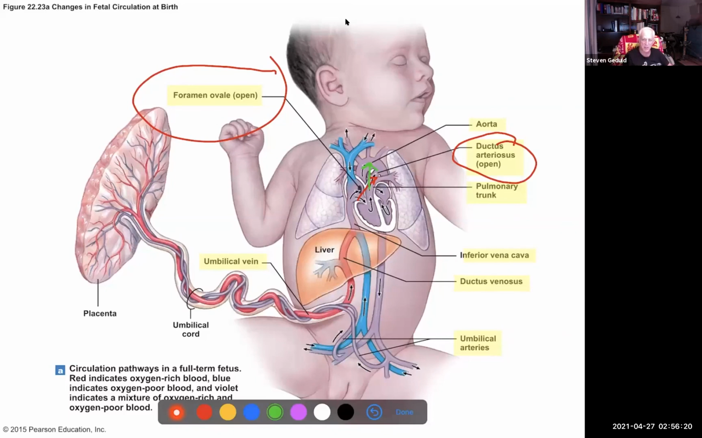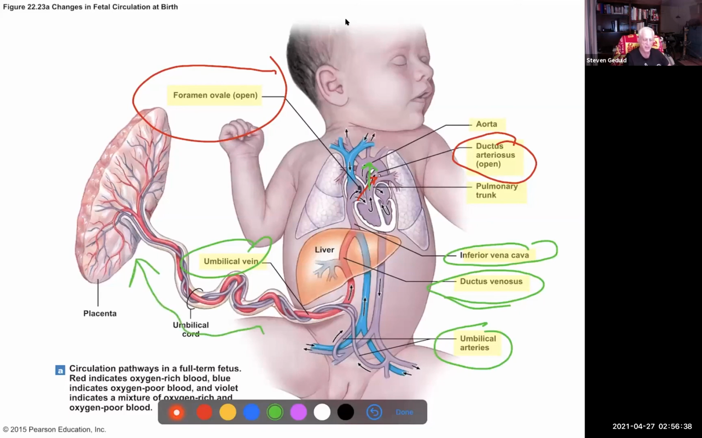And you see the aorta, the pulmonary trunk. This is your inferior vena cava. The ductus venosus going into the liver. These are your umbilical arteries. This is your umbilical vein. It goes in the umbilical cord into the placenta, and that's where it receives all the oxygen and all the nutrients.